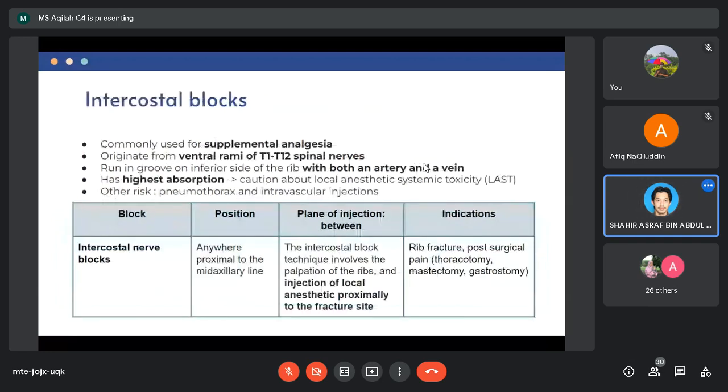So next. This is also the same as the erector spinae, depending on the level at which it is performed. So you can do it for thoracic, and you can do it for abdomen. Then intercostal, of course it is somatic, mainly for rib fracture or thoracotomy. We don't often use it for mastectomy because then you need to inject multiple sites. Compared to the other plane blocks, which have a continuous plane, a single injection can spread over a bigger area compared to intercostal block.